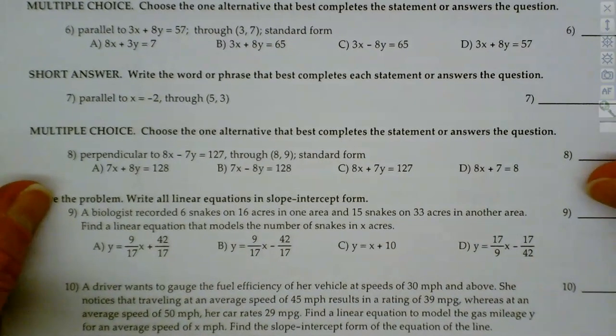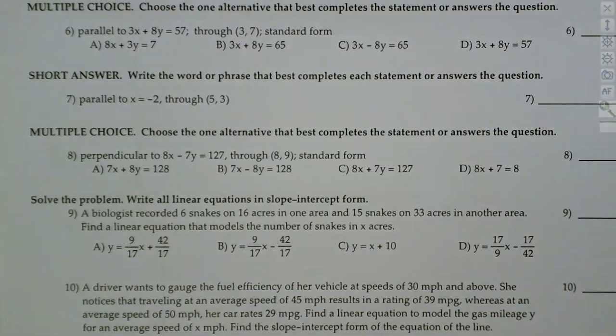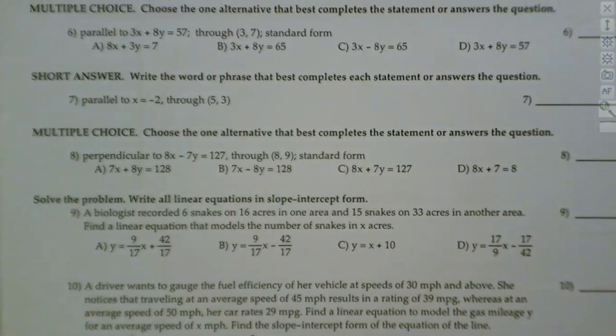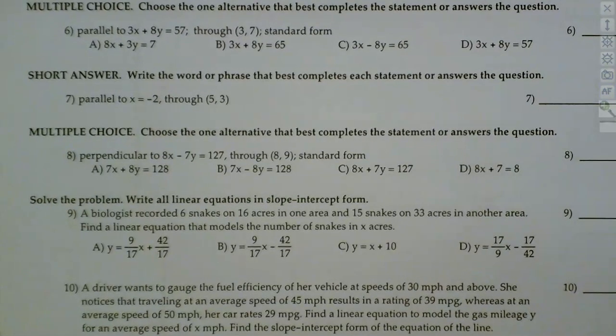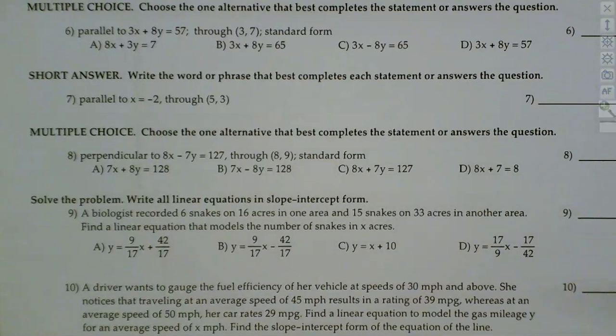Question number 9. Now, we need to come up with our equation. And I made this one multiple choice just so you would know if you were on the right track or not. A biologist recorded 6 snakes on 16 acres in one area and 15 snakes on 33 acres in another area. Find the linear equation that models the number of snakes in X acres.